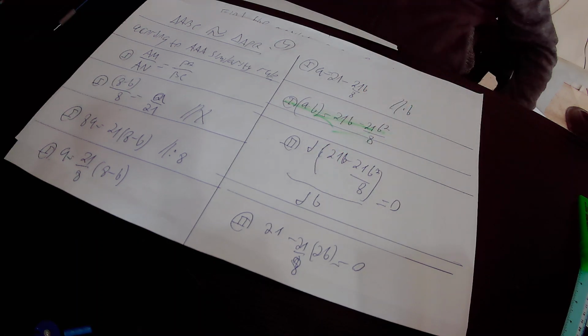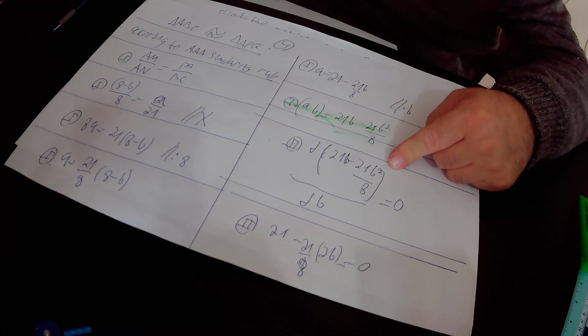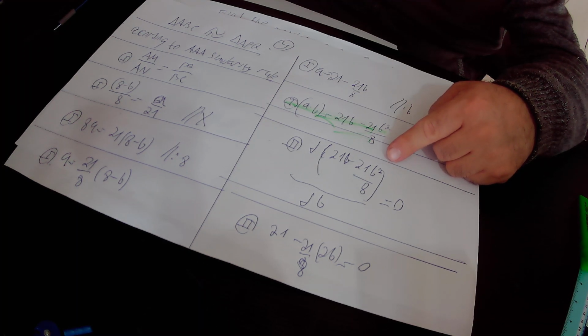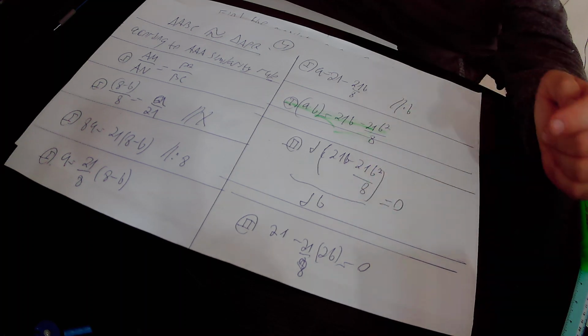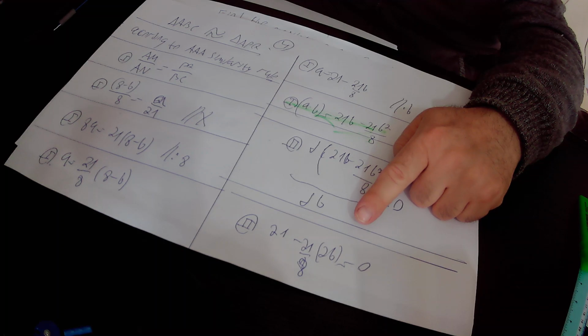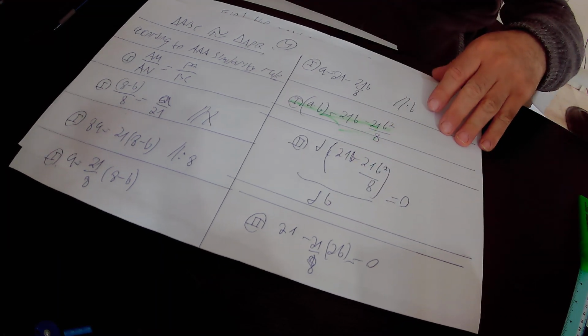And what is the derivative of this expression, minus 21B squared over 8? We know that the derivative of B squared is 2B, and therefore the derivative of this expression in total will be equal to minus 21 over 8 times 2B, and it is equal to 0. Here we took 21 as a common factor out of those two expressions.